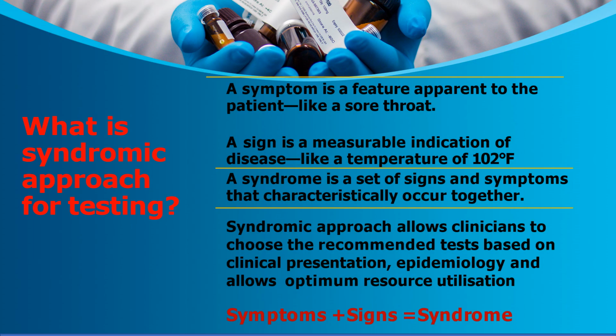A symptom is a feature apparent to the patient, like a sore throat. A sign is a measurable indication of a disease, like a temperature of 100 Fahrenheit. A syndrome is a set of signs and symptoms that characteristically occur together. The syndromic approach allows clinicians to choose the recommended test based on clinical presentation and epidemiology, and allows optimum resource utilization. Repeating again, symptoms plus signs contribute to a syndrome.